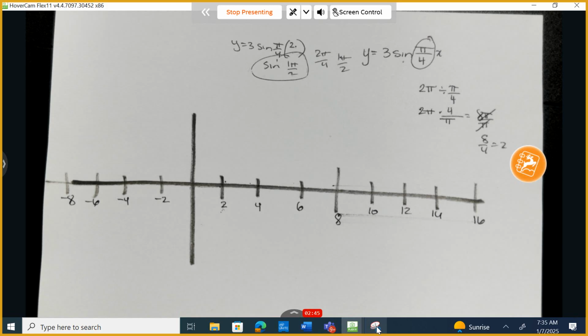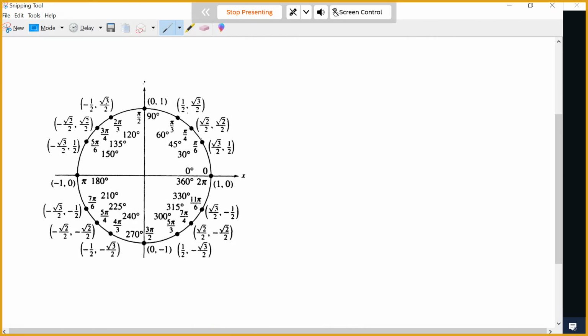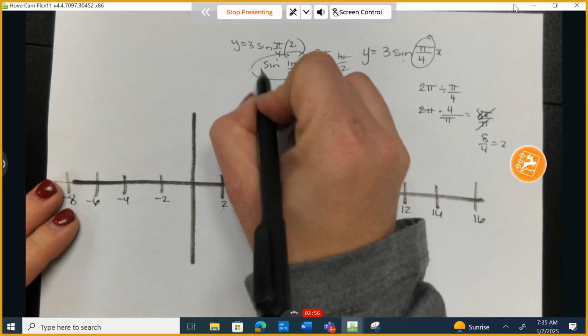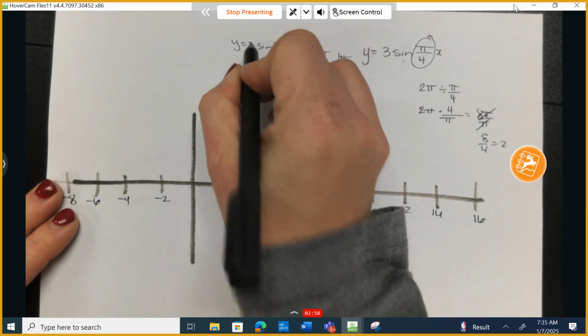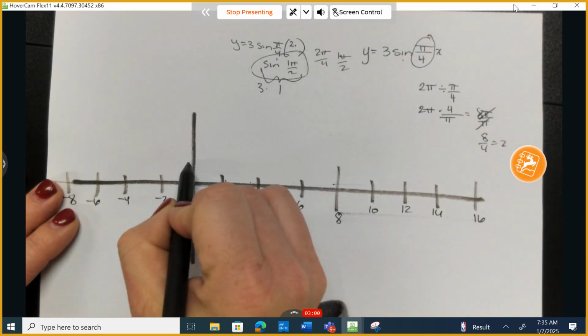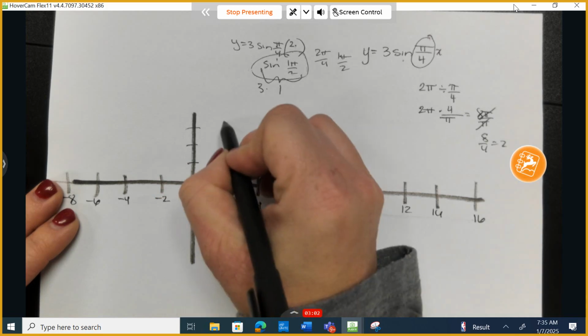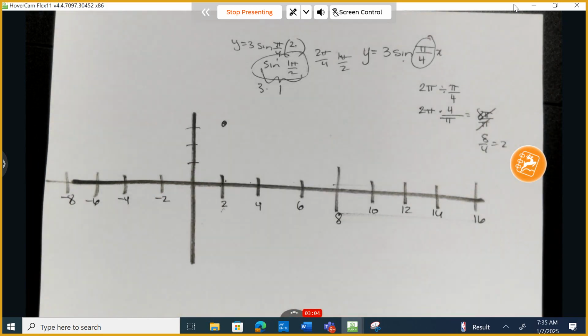So let me bring this picture back up. Here is pi over 2. Remember, it's cosine followed by sine. So the sine at pi over 2 is 1. That means this portion is equivalent to 1. 3 times 1 is 3. So I'm going to go up 3. 1, 2, 3, and I make my mark.